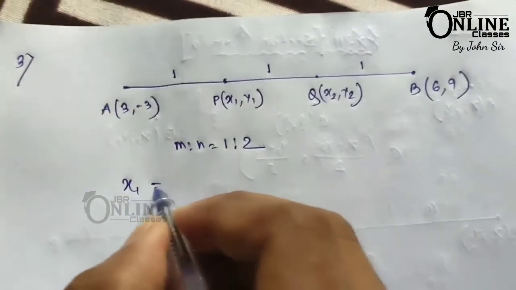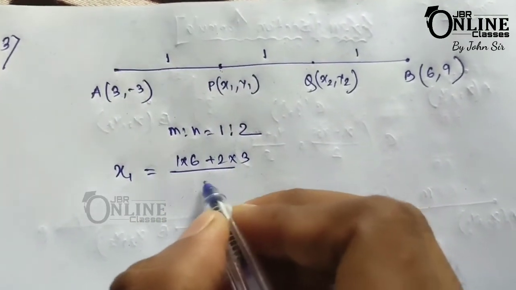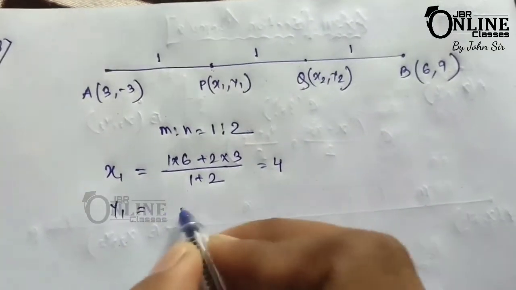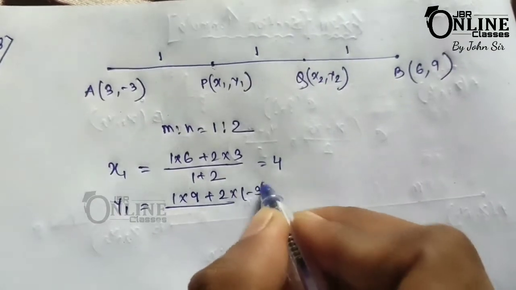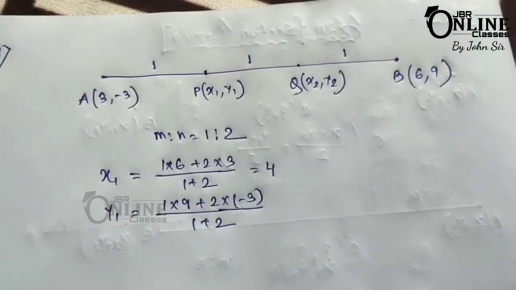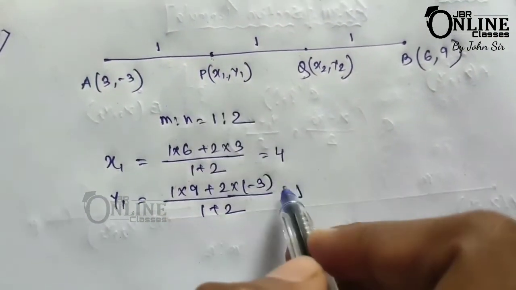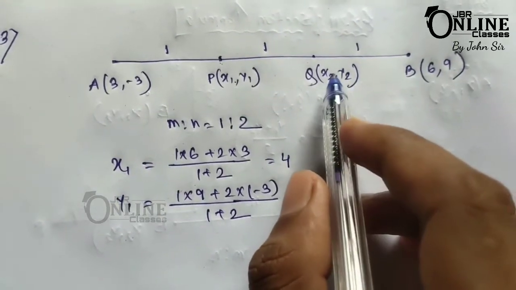So here the value of x1 equals 1 into 6 plus 2 into 3 divided by 1 plus 2, and that equals 4, and y1 equals 1 into 9 plus 2 into minus 3 divided by 1 plus 2, and that equals 1. So the coordinate of the point P equals 4, 1. Now next, for the point Q.